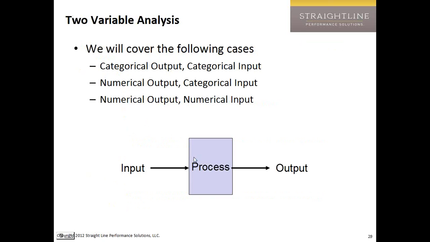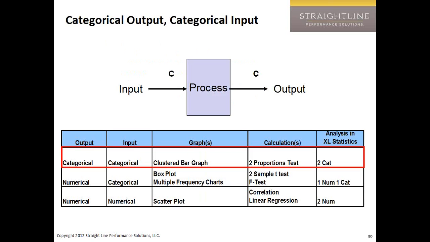Okay, now let's move into two-variable analysis, and this is really the more interesting stuff anyway. We're going to cover three cases, and we're going to cover them fairly quickly. The first is category output, category input. Second is number output, category input. And the third, which I just want to cover in a very quick way, is num-num, because we're going to spend a lot of time later on linear regression, which actually has to do with this. I just want to show that it's there and you know what to do. Okay, let's start with category output, category input.